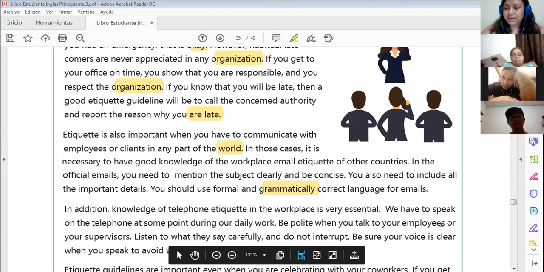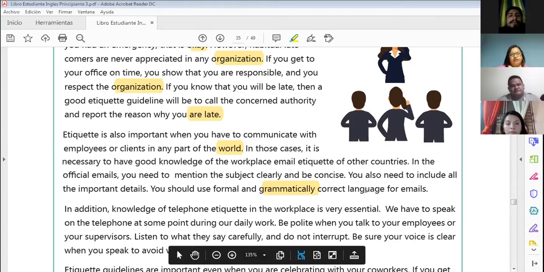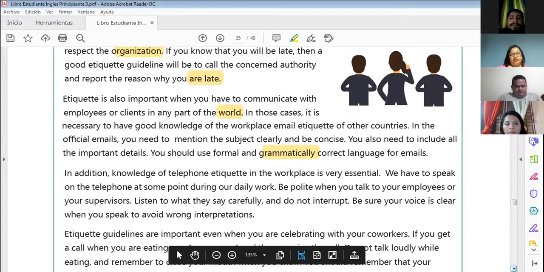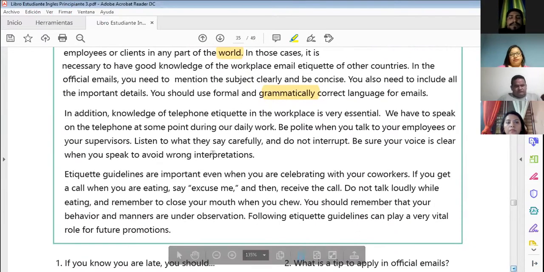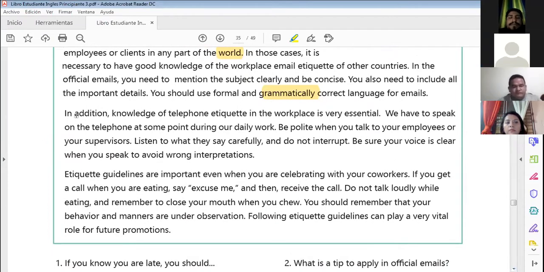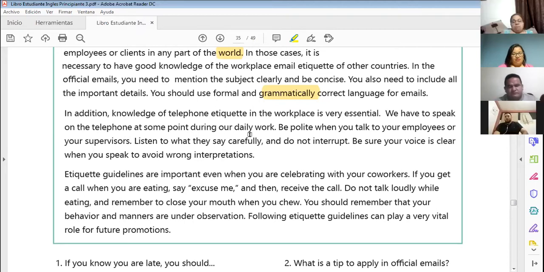Okay, let's continue reading with Beatrice de Guevara. In addition. Sorry. Don't worry. We're going to have Esther. Okay, Esther, go ahead. Help us read. In addition, knowledge of telephone etiquette in the workplace is very essential. We have to speak on the telephone at some point during our daily work. Good, very good. Daniel, continue reading.